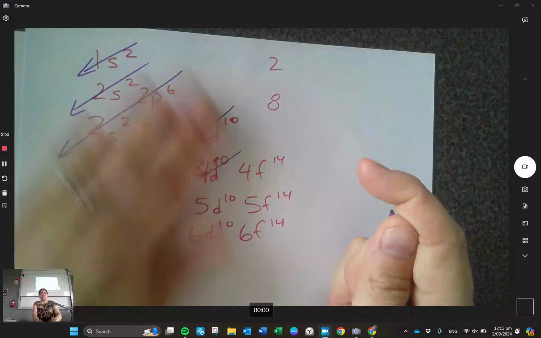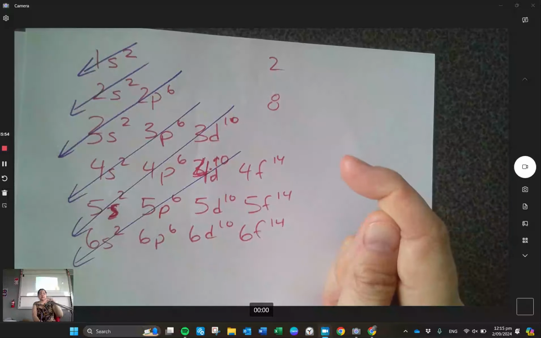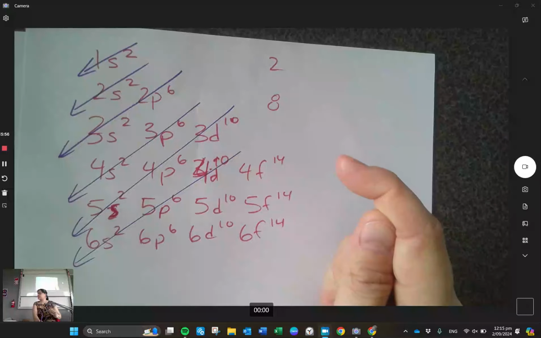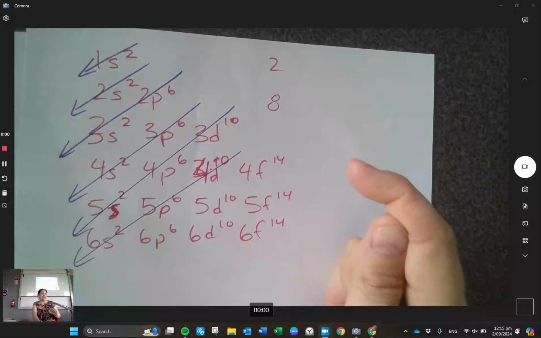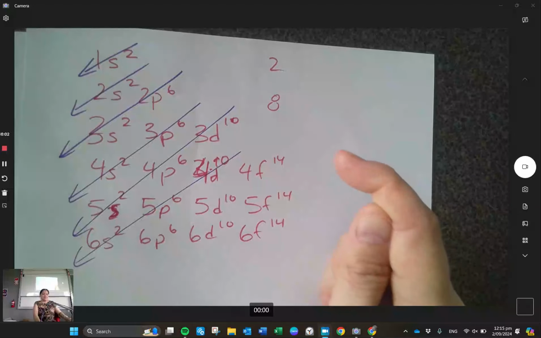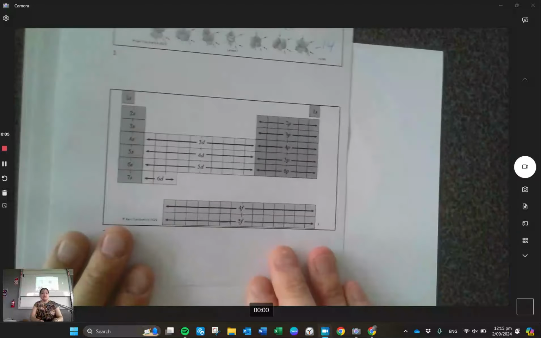So they don't give you this on the exam. You do have to write it down, and then you just fill it in as you go. Are we okay with that? That's a pretty nasty way to show you guys that. I'm sorry. It also follows, like I said, trends in the periodic table.